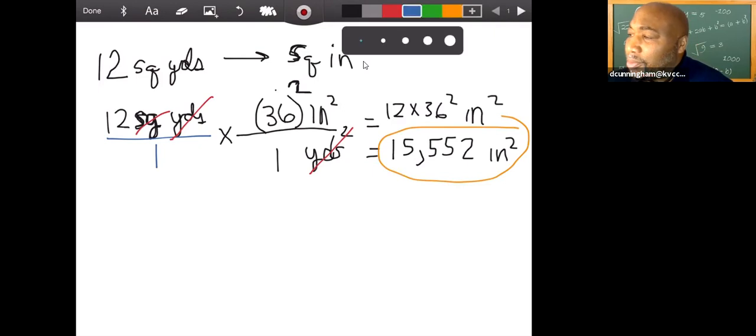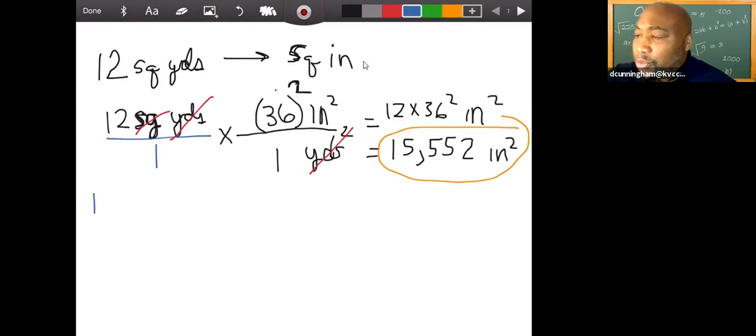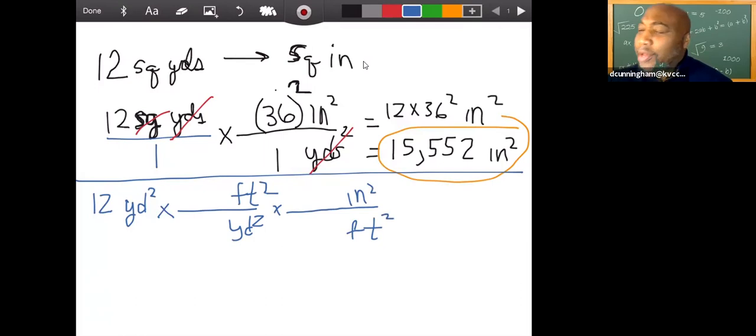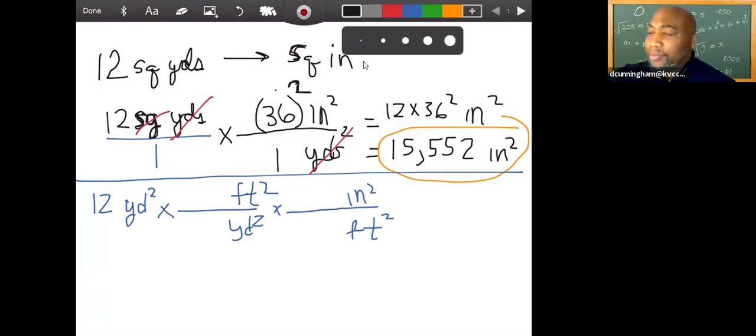We're going to do this in blue. So we have 12 square yards, and we want to convert it to square inches. So this is our second way to do it. We're going to multiply this. Let's say you know the relationship between yards square and feet square, and then let's say you know the relationship between feet square to what, guys? You got it, inches square. So let's do those numbers and see what we get as an answer.